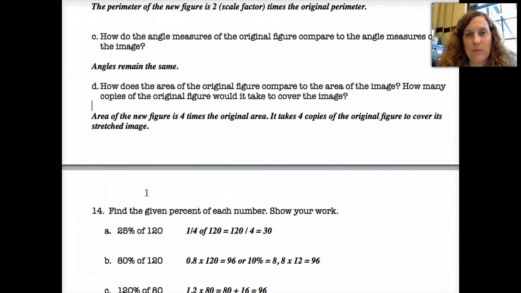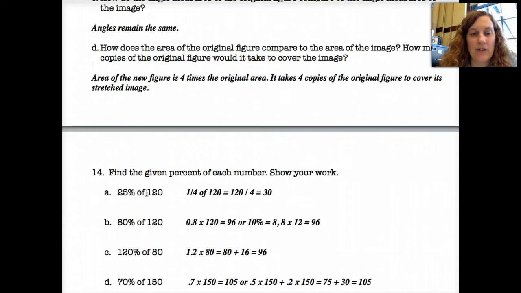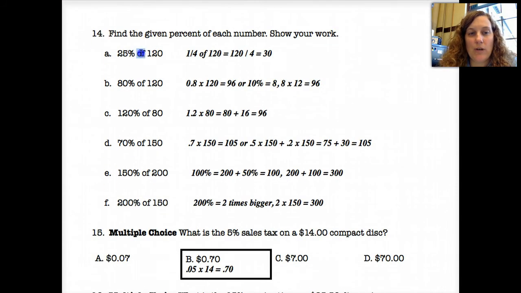Okay, then I threw in some problems just to do some review on our percent, sales tax, all that kind of stuff. So 14, 25% of 120. I looked at this one and said 25% of 120 is 1/4 of 120, which is 120 divided by 4. So it's 30. You also could have used a calculator and done 25 hundredths times 120.